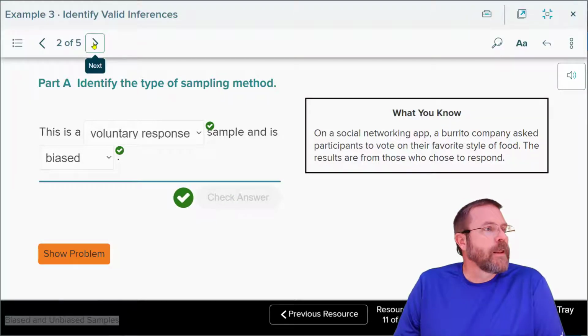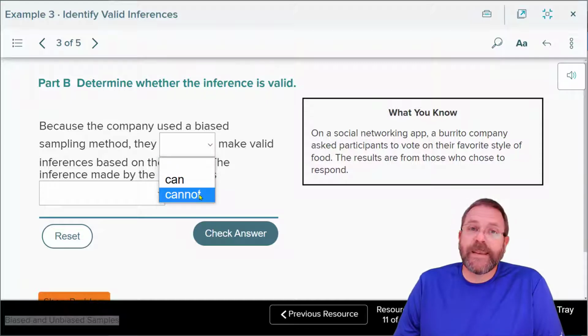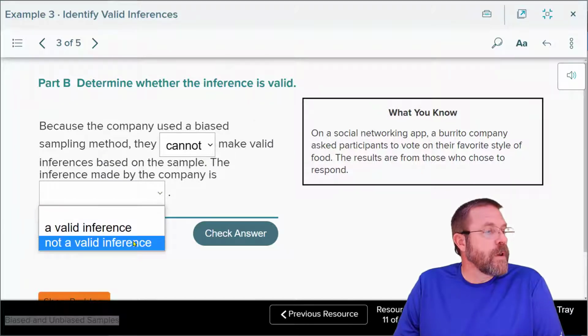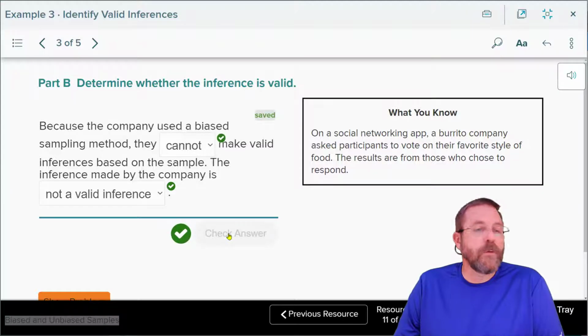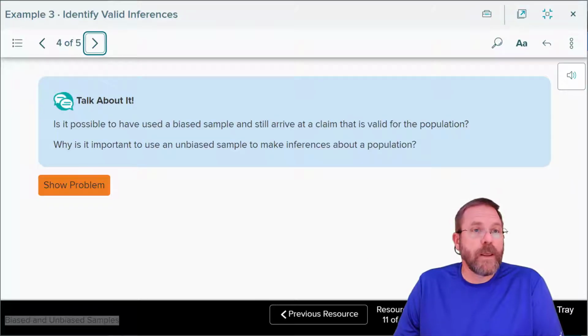Easy math. Let's see what else they have for us. Next, we're going to say because a company used a biased sampling method, they cannot make a valid inference. They cannot make a valid inference based on the sample. The inference made by the company, therefore, is not a valid inference. So we've answered that part correctly. Next part, oh, that looks like it. Well, all right then. Excellent.